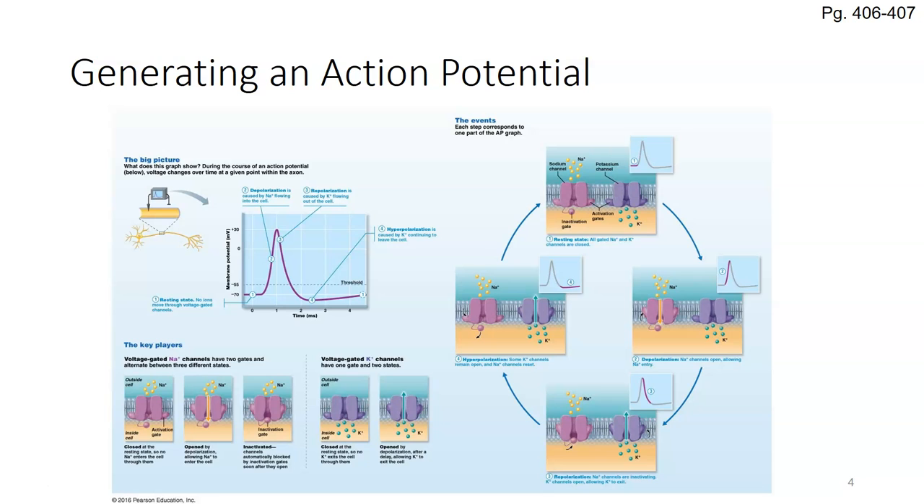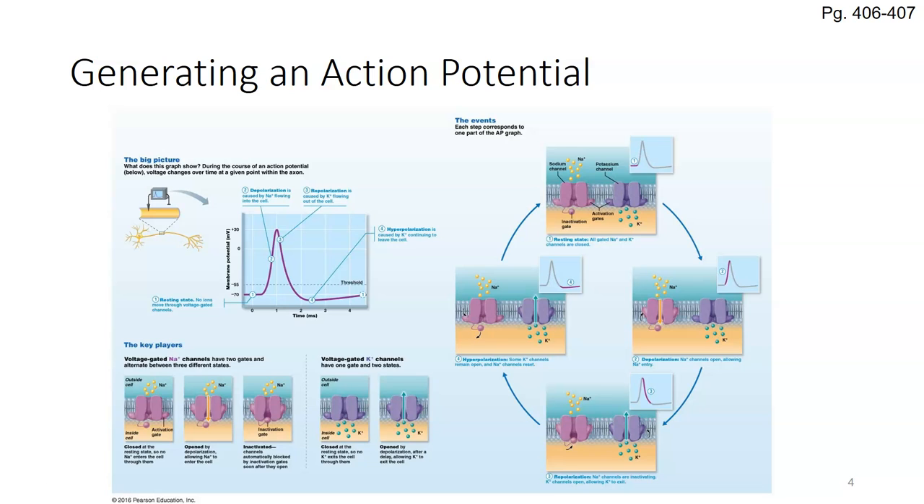Number 2, depolarization, on the right-hand side. Depolarizing local currents open the voltage-gated sodium channels, and sodium rushes into the cell. Sodium activation and inactivation gates are both open, and the sodium influx causes more depolarization, which opens more sodium channels. As a result, the intracellular fluid becomes less negative.